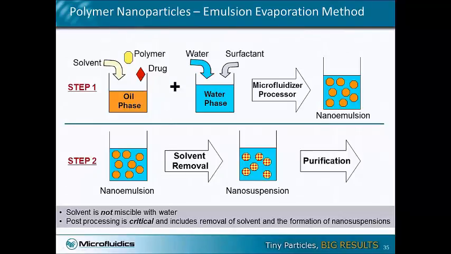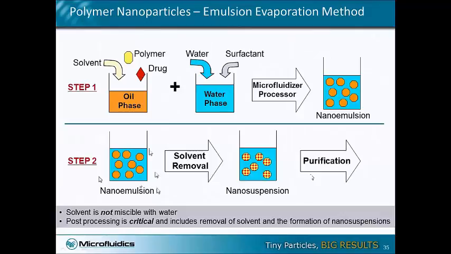By doing this, the nanoparticles will be hardened and form a suspension, and you can put this suspension through further post-processing steps such as purification or concentration. A couple of things I want to point out in this method: you have to be careful that the solvent should not be miscible with water. And also, the steps after creation of the nanoemulsion are important, such as the solvent removal step.